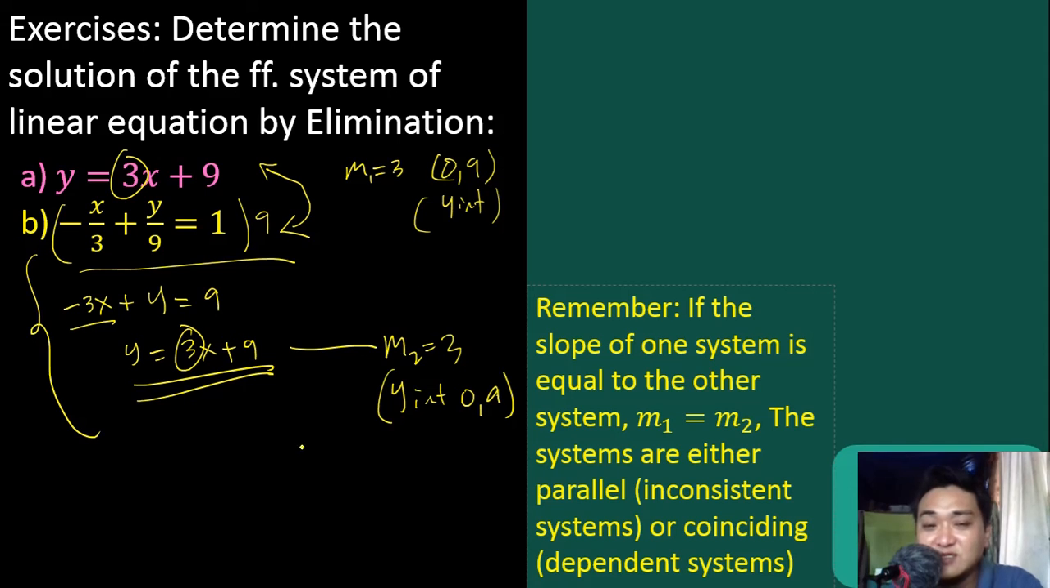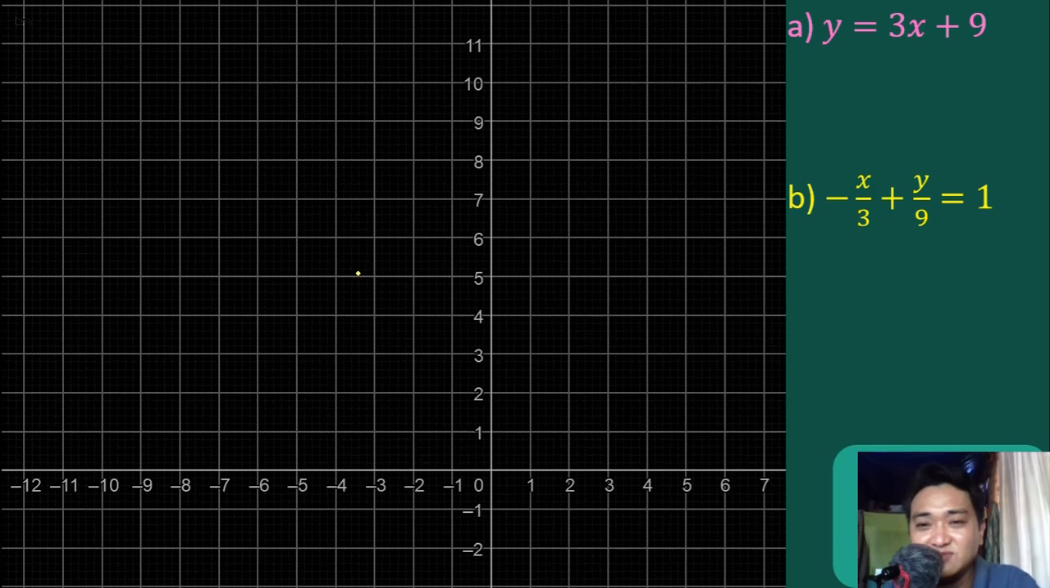At pagka ganon, pareho sila ng vertical shifts, pareho sila ng slope. Therefore, we could conclude that they are what? Dependent systems. Ang nangyayari niyan kasi, nauuna lang yung slope. It gives us a hint na baka parallel sila or coinciding sila. Pag tiningnan nyo na yung y-intercept, at saka pa lang natin ma-ensure na dependent system sila whenever their vertical shifts are the same.